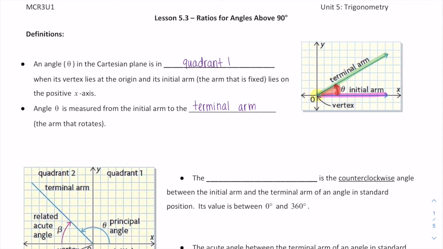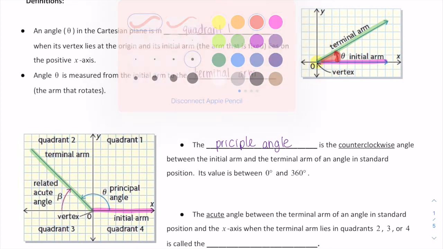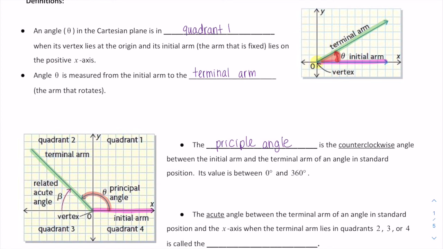There's a few more important definitions that we need to know when we expand from quadrant 1. So the principal angle is the counterclockwise angle between the initial arm and the terminal arm of an angle in standard position. And its value will always be between 0 and 360. So again, in this diagram, I have my initial arm right along the x-axis, and then I have my terminal arm. Picture my little alligator mouth opening really wide, so wide that his head tilts back. And that angle that our alligator is making with its mouth is called our principal angle, that theta in the middle here.